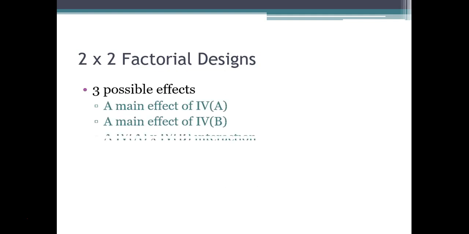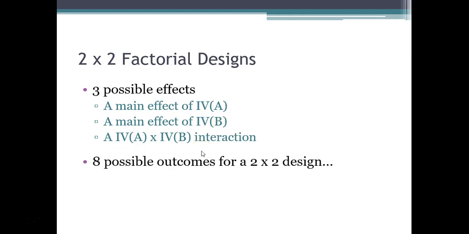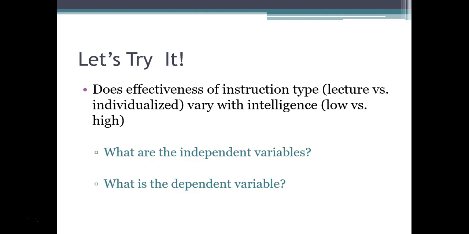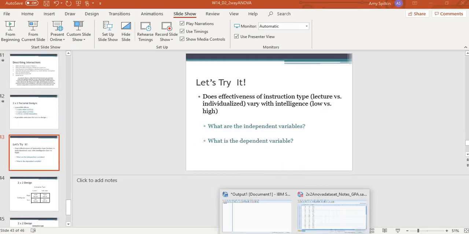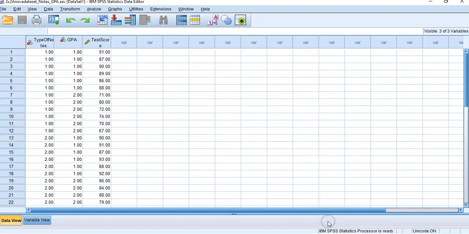So when you have a 2x2 factorial design, you've got to look for a main effect of your first variable using the marginal means, a main effect of the second variable, and then the interaction between the two. So what I want to do, instead of trying it this way, is go into SPSS.